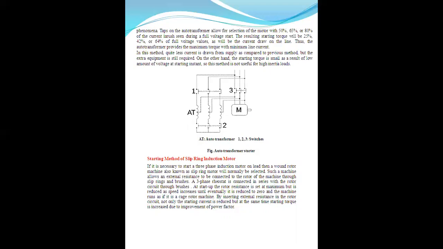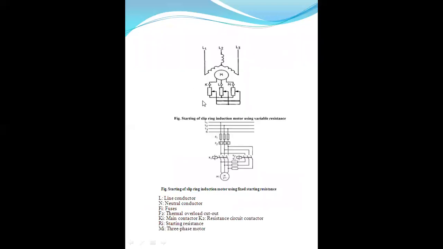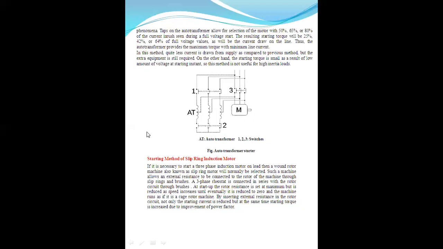In this method, quite less current is drawn from the supply as compared to previous methods, but extra equipment is still required. On the other hand, the starting torque is small as a result of the low voltage at the starting instant, so this method is not useful for high inertia loads. So this is the pictorial view of autotransformer starting.